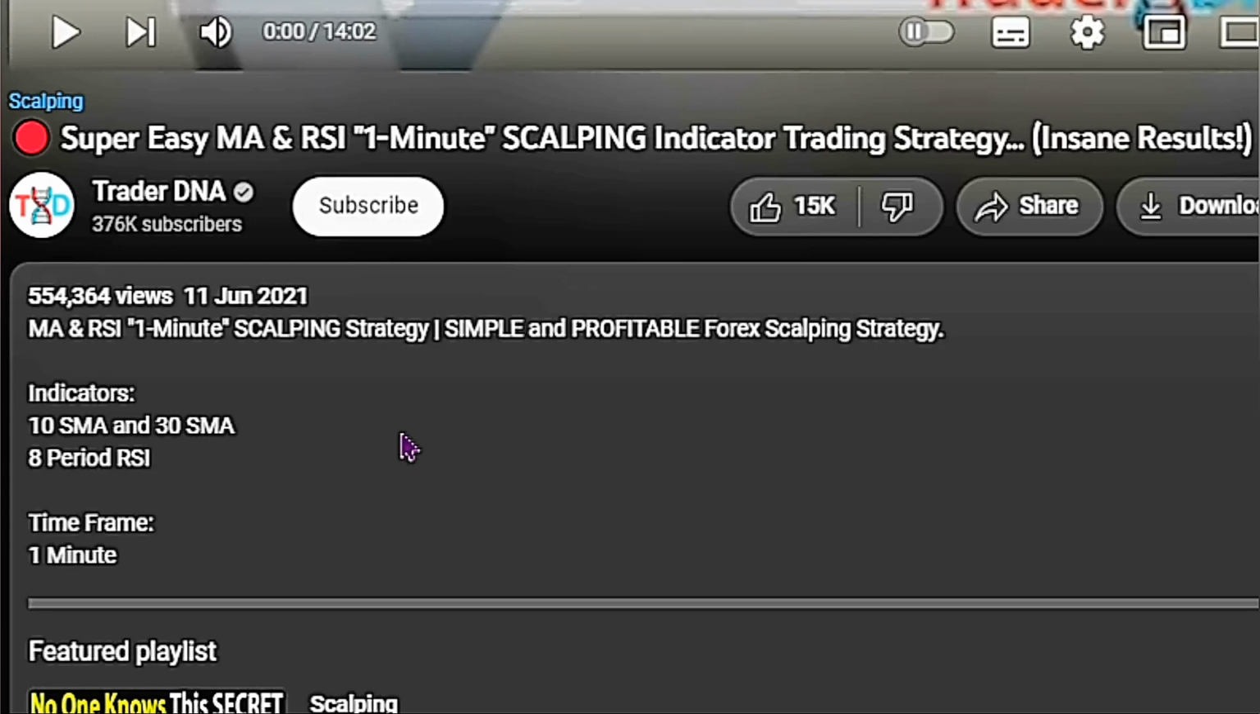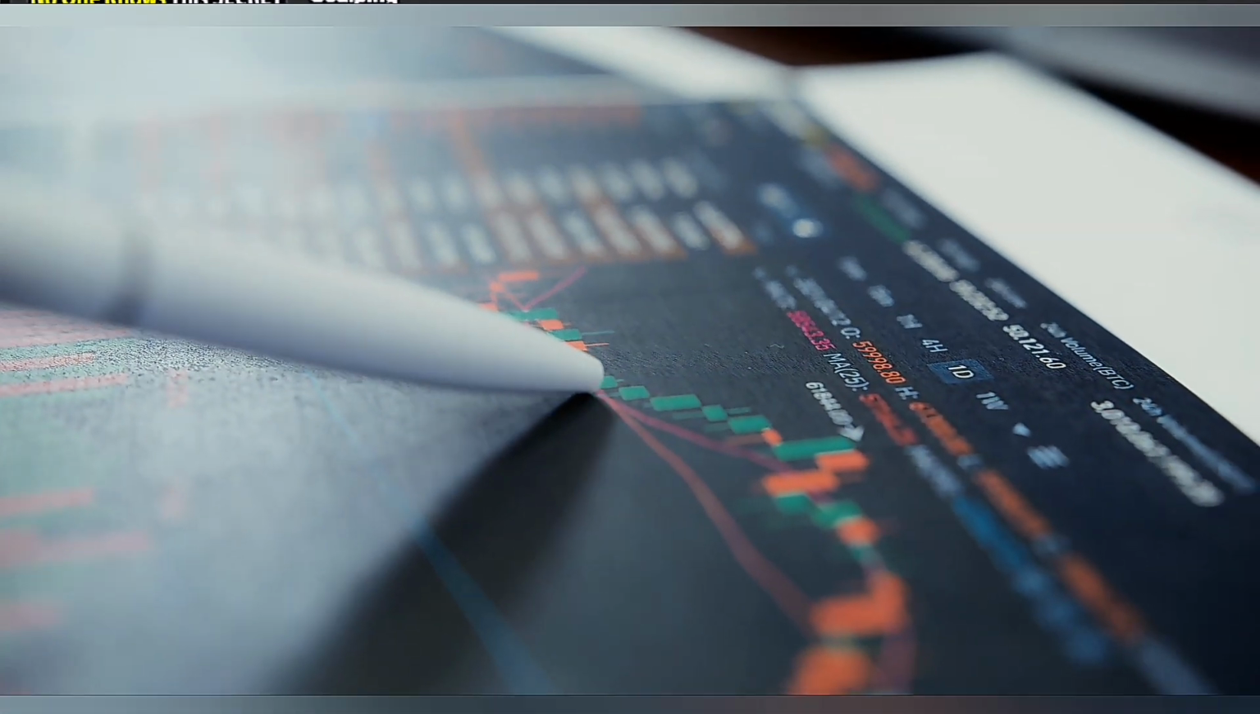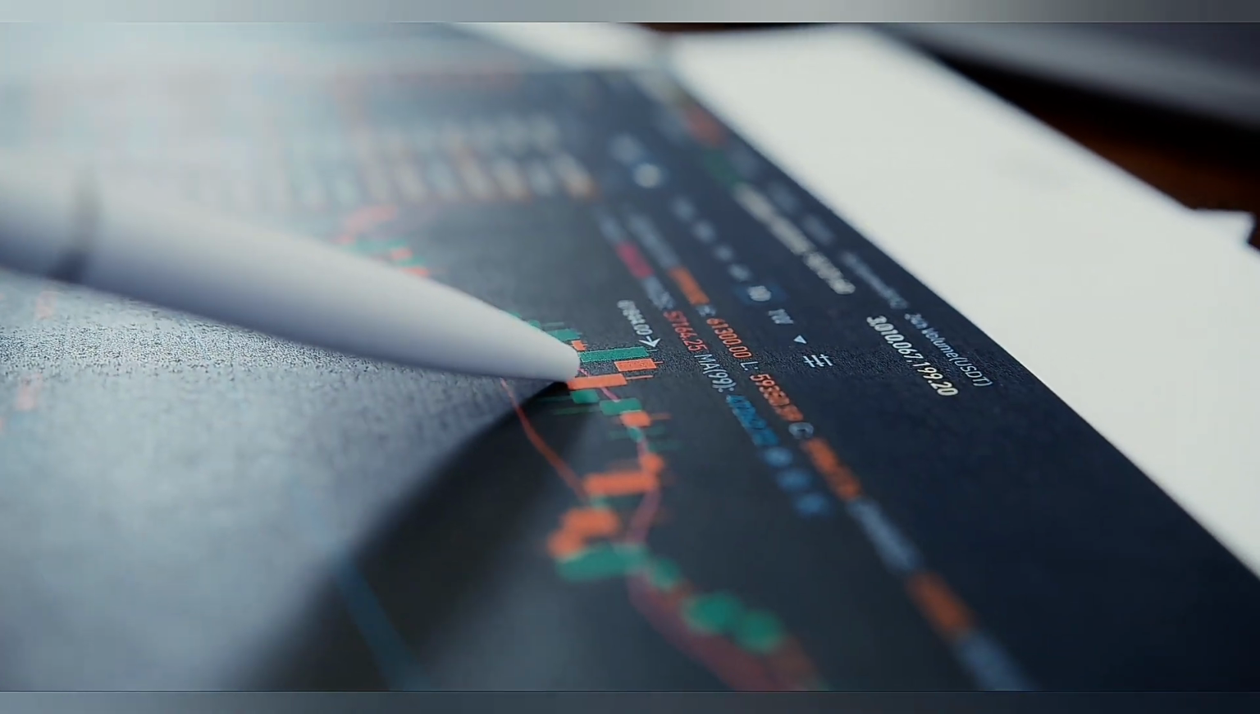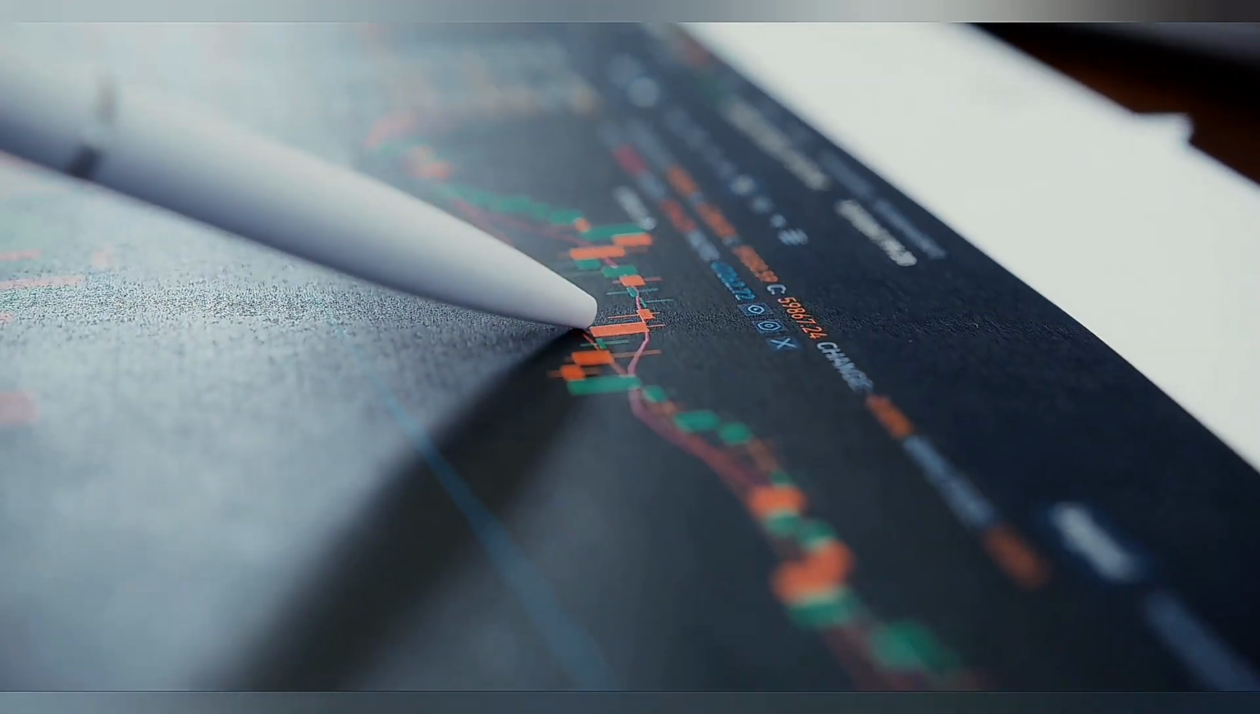Okay guys, for today's strategy, we will be backtesting this super easy MA and RSI strategy created by Trader DNA and see if it is interesting. I'm going to be backtesting it 200 times with an initial account size of $1,000.